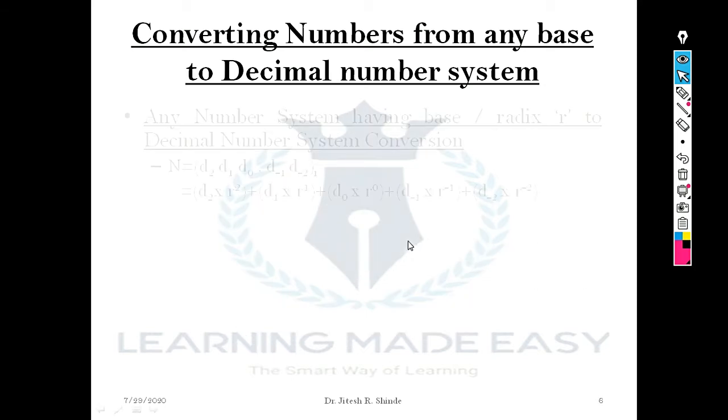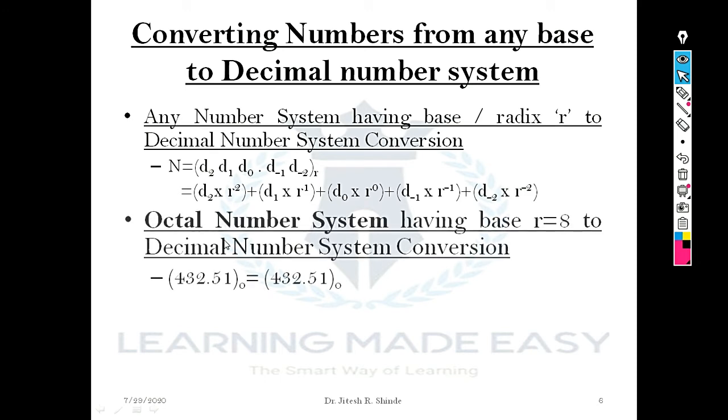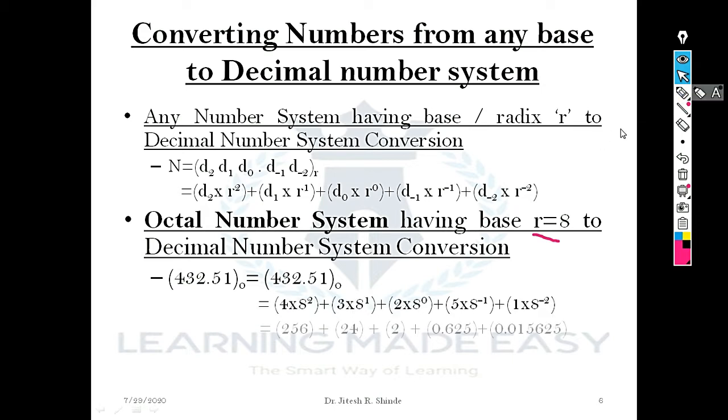Now let's see how we can convert an octal number system having base r equal to 8 to a decimal number system. For example, 432.51. We want to convert it to a decimal number. Instead of the letter O, sometimes 8 can also be written here, specifying that the number is given in the octal number system.